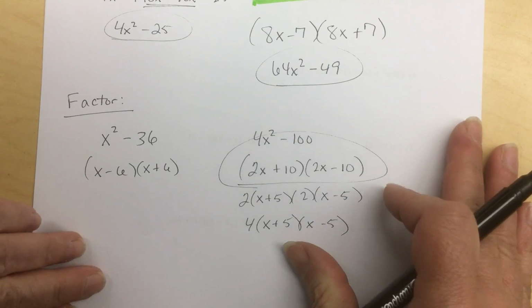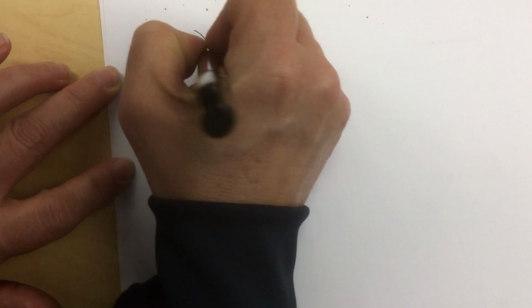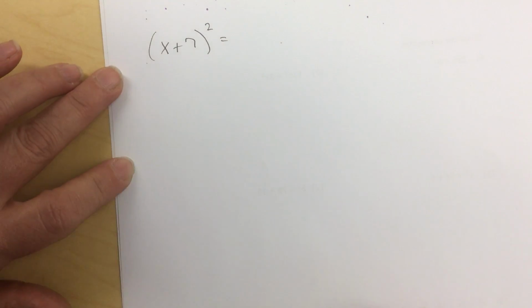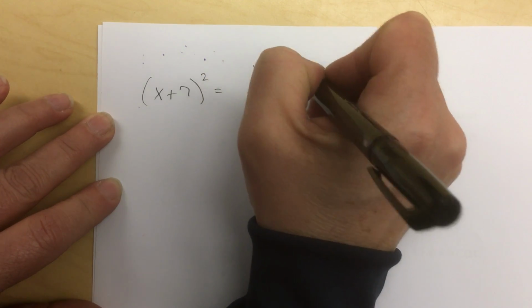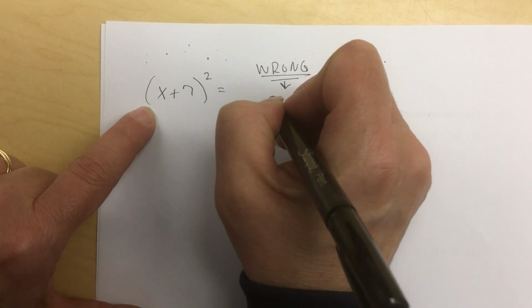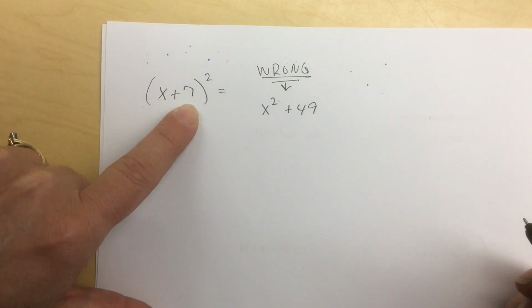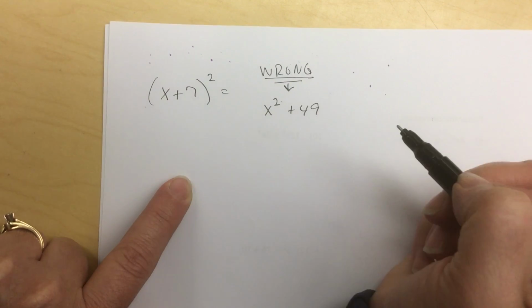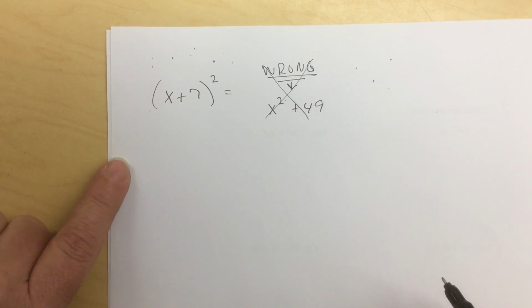So let's look at another shortcut we have. Let's say we want to multiply x plus 7 squared. A lot of students will do this wrong. They will say, well, x squared is x squared, and 7 squared is 49, and they think that's the answer. And that is wrong. Do not do that, okay? Gives your teacher the heebie-jeebies, okay?